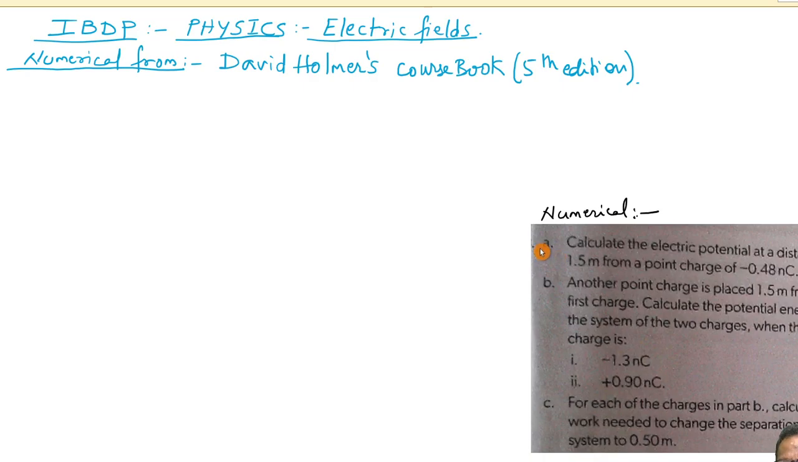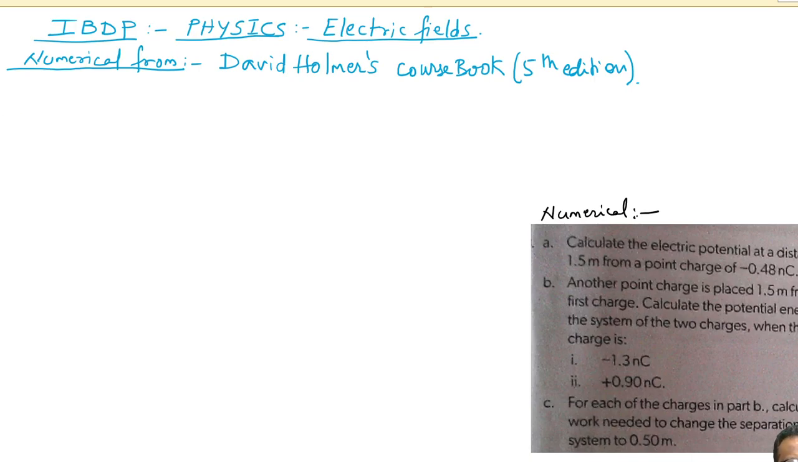This question has A, B, C, three sub questions, and A part of the question says: calculate the electric potential at a distance of 1.5 meter from a point charge of minus 0.48 nanocoulombs. That is the A part of the question, right? So let us get started right away.